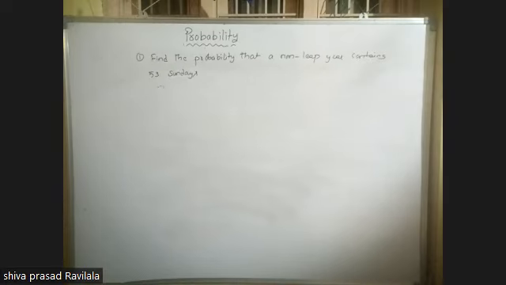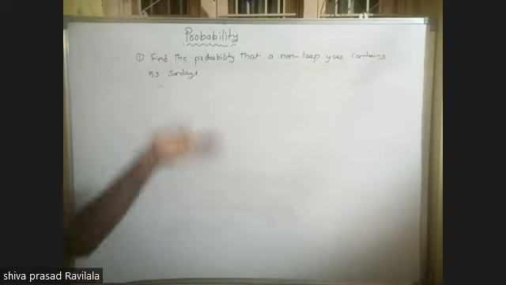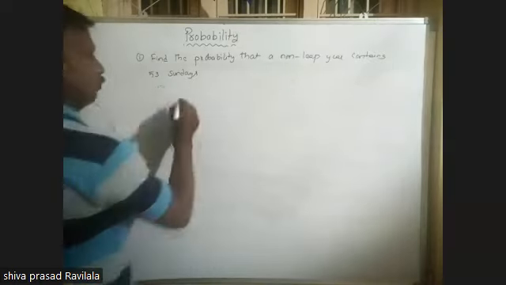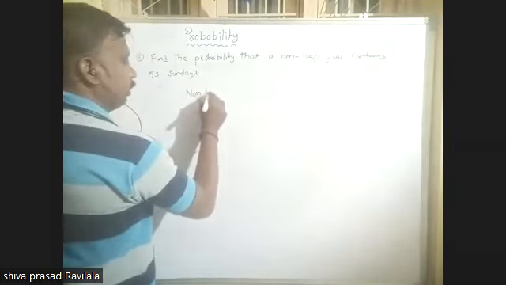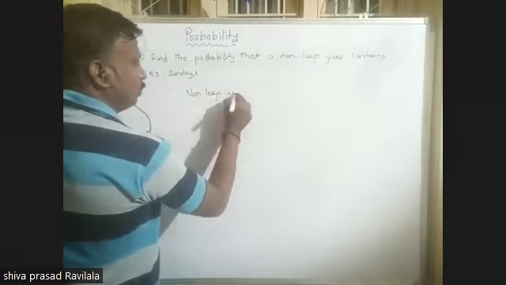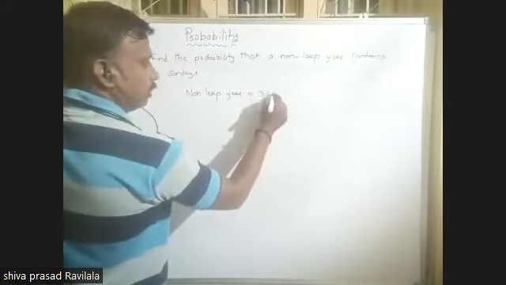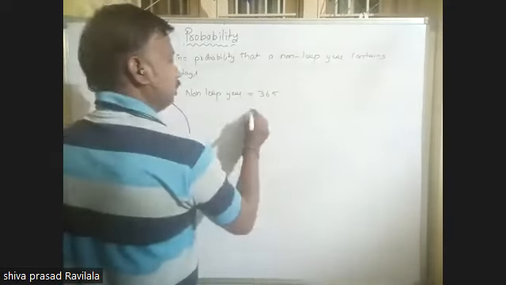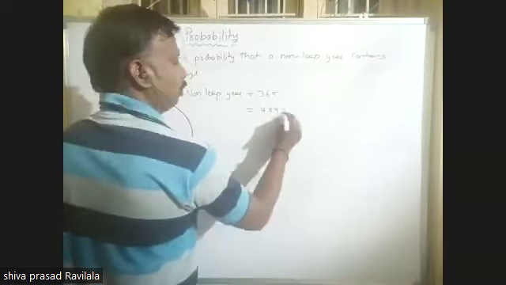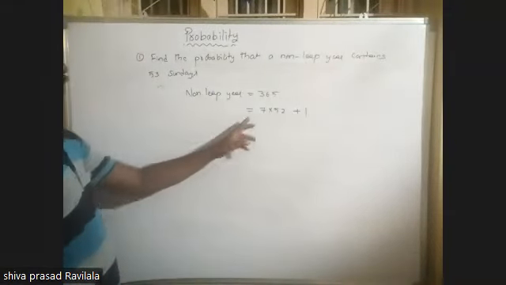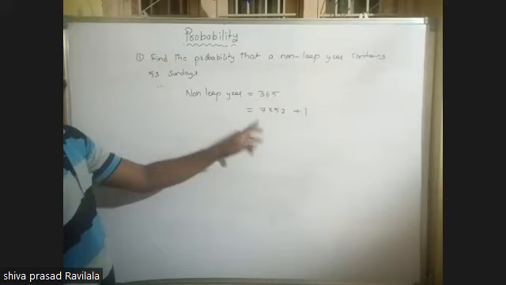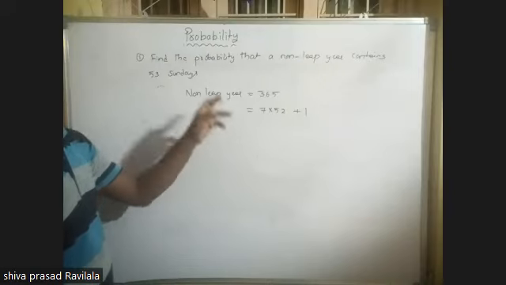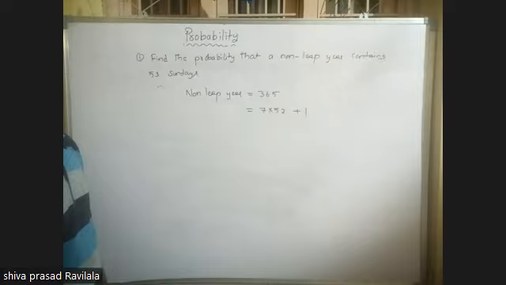What is a non-leap year? A non-leap year contains how many days first of all, and how many weeks? In this, how many times do 53 Sundays occur? That is the question. First of all, a non-leap year contains 365 days. And how many weeks? You just divide by 7. Here we can write 365 days as 7 into 52 plus 1. Why 1? 7 2s are 14, and 7 5s are 35, plus 1, 36. 364 plus 1, that is 365 days.